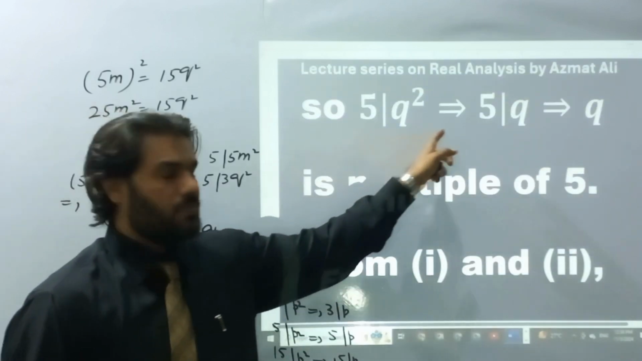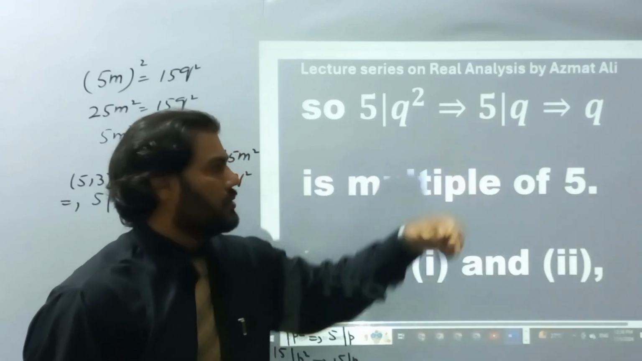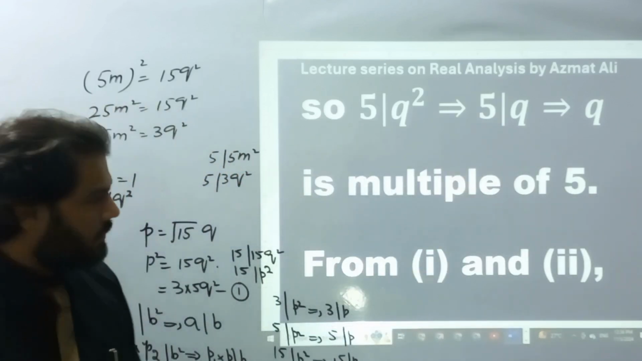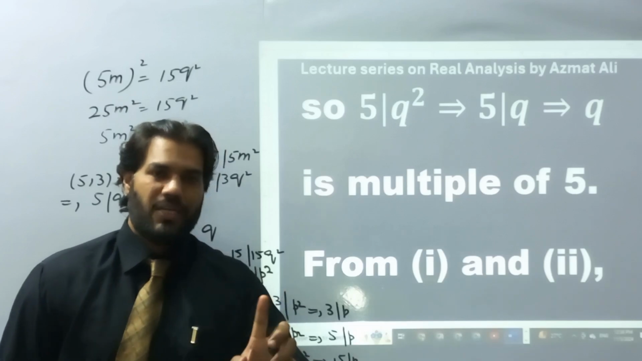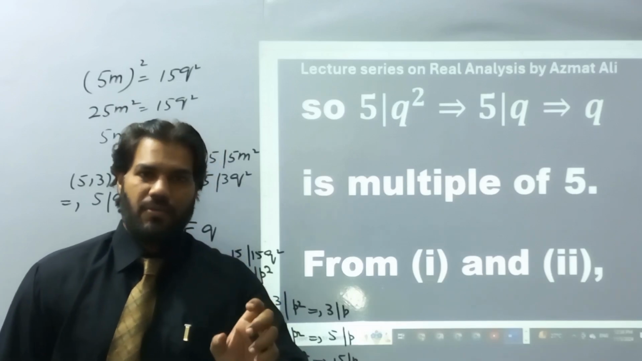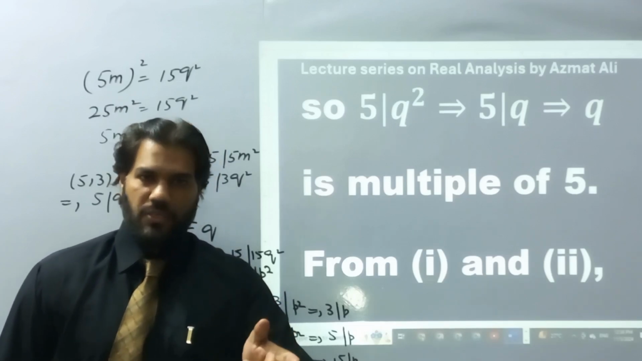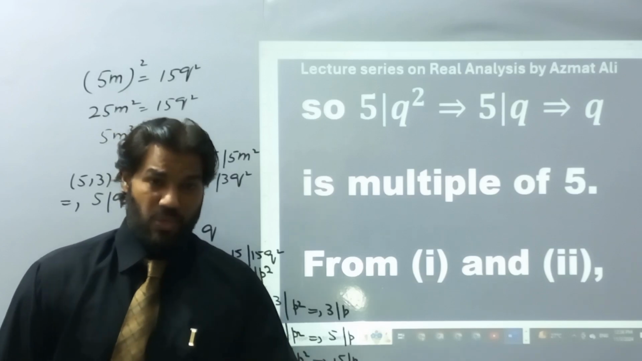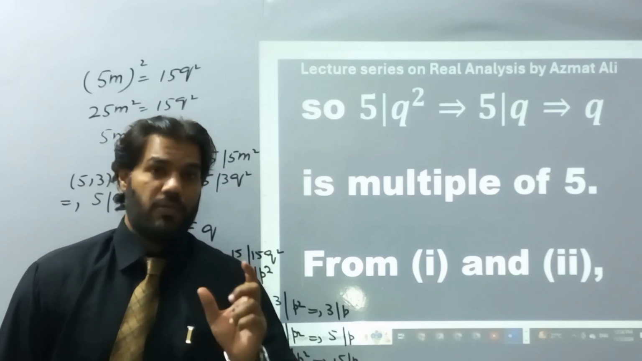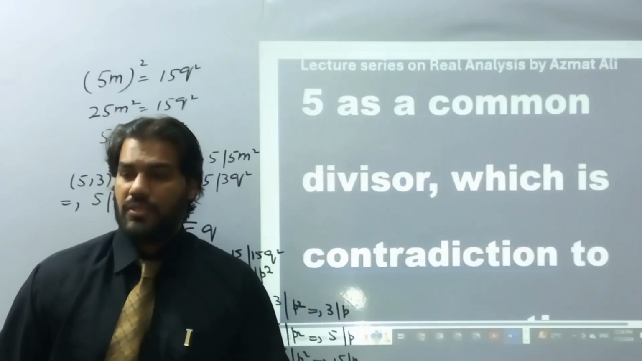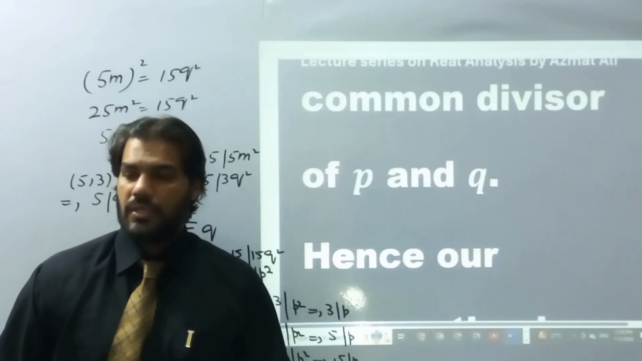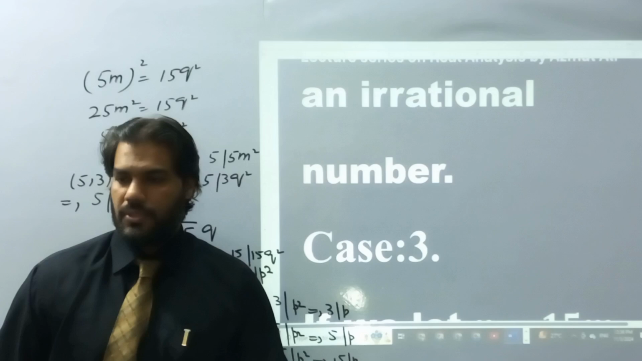5 divides q square, this implies 5 divides q. This shows that q is a multiple of 5. So from equation number 1 and 2, both p and q have a common divisor 5. That leads to a contradiction to our assumption that they have only 1 as a common divisor. Hence, square root 15 is an irrational number.